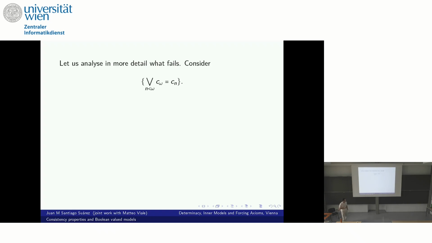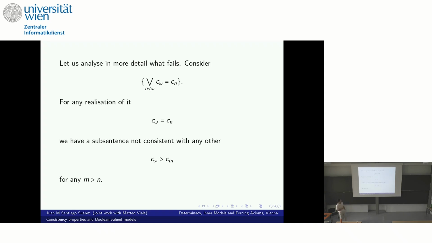I think we can all agree that the problematic axiom is this one. It is the only infinitary axiom we are considering in this theory. Otherwise, everything should be possible. What is the problem here? As soon as you fix any subsentence making true the axiom, okay, so you fix any natural number n and you make true the axiom by saying C omega equals Cn, as soon as you do that, you have a subsentence which is consistent with the original axiom, but is not consistent anymore with cofinally many of the other elements of the theory.